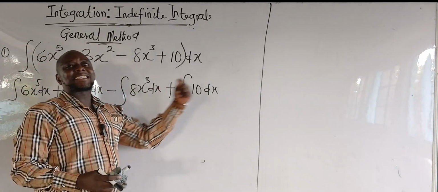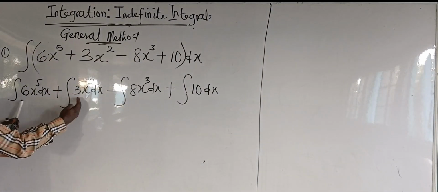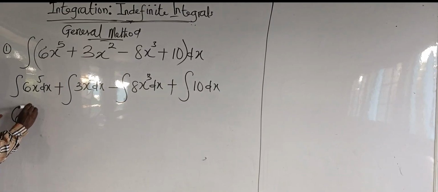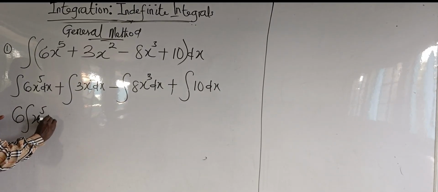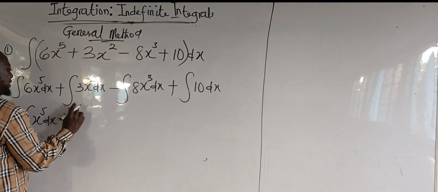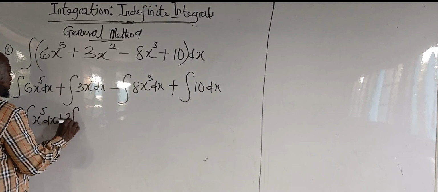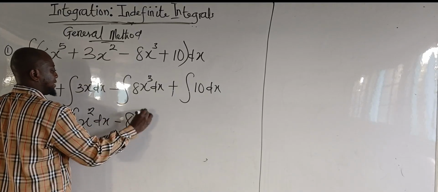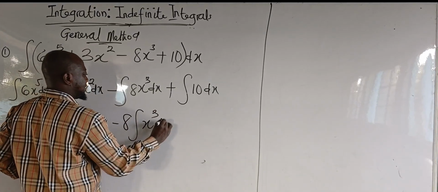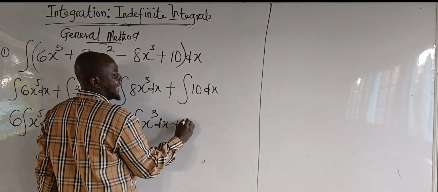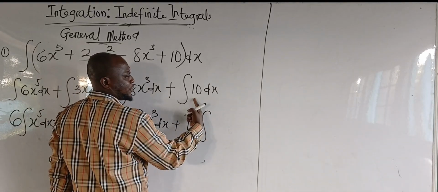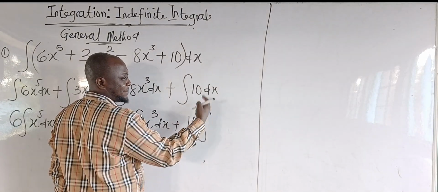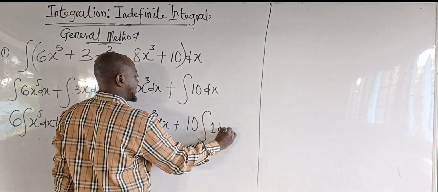Now, the next task is to separate out the coefficients that are standing with the x. So we have 6 times the integral of x^5 dx, plus 3 times the integral of x^2 dx, minus 8 times the integral of x^3 dx, plus bring out this 10. When you bring out this 10, we are left with 1, because 1 times 10 is 10. So this is what we have.